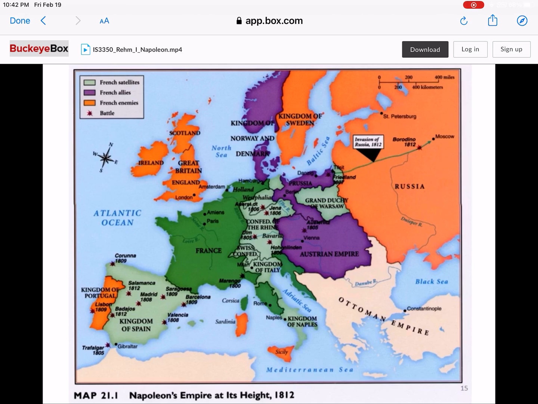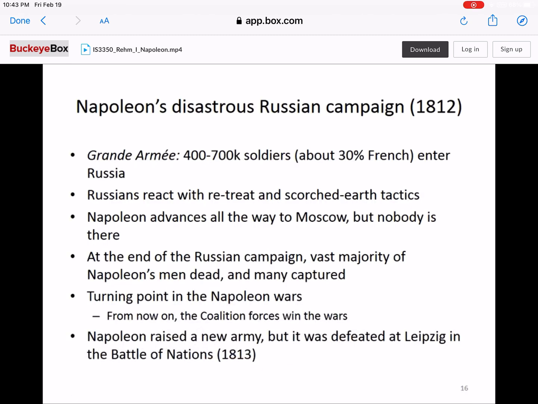And the next thing that Napoleon will do, and that will ultimately lead to his demise, is the invasion of Russia in the year 1812. Napoleon enters Russia with an army of something like 400 to 700,000 soldiers, about a third of which are French. The other ones are from the occupied or allied countries. And the Russians, by and large, react by retreating and pursuing scorched earth tactics. So you would burn everything and then retreat.